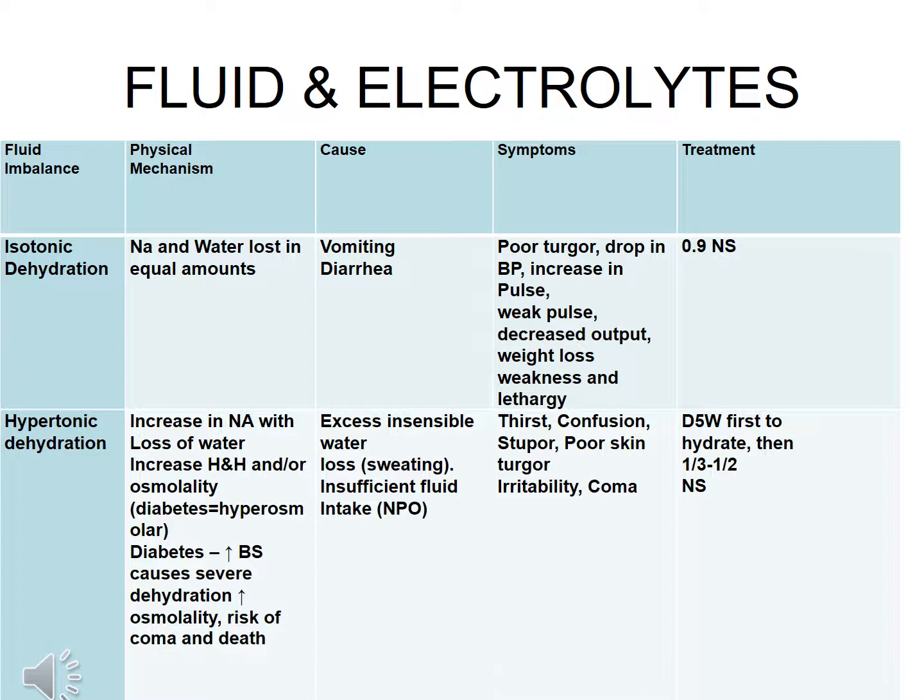With hypertonic dehydration, there's an increase in sodium but a loss of water. There's usually an increase in your hematocrit and hemoglobin when the blood test is done. You worry about patients that have diabetes. They can have hyperosmolar states. They'll have an increase in blood sugar. This state causes severe dehydration, increase in osmolality. In other words, you have more of those solutes in the bloodstream than you normally have. You also run the risk of coma and death.